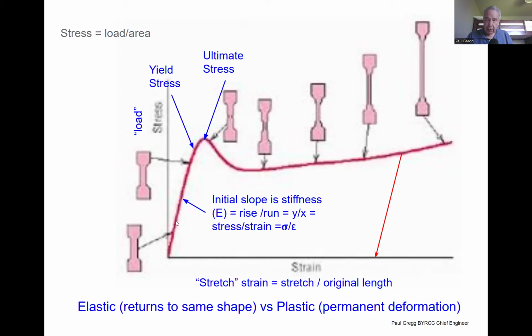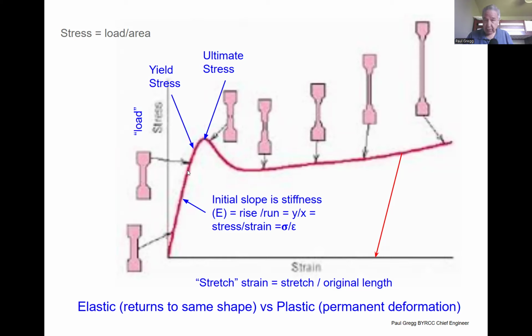So you pull on it, it goes up, and then there's what we call the elastic region. If you pull on it and let it go, it goes back to zero. Pull on it and let it go, it goes back to zero. And that means it doesn't have any permanent set in it, permanent stretch. But if you keep pulling it to a higher load, what you usually end up with is you hit the yield stress and then the ultimate stress.